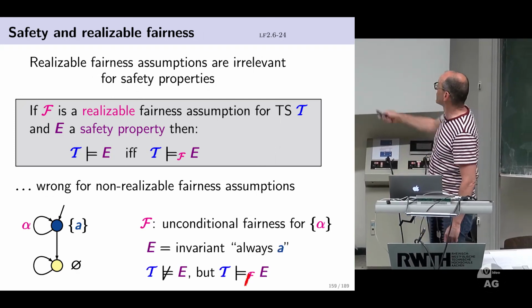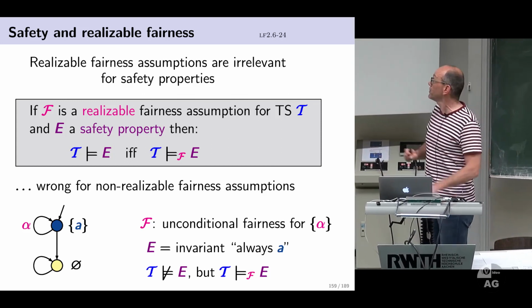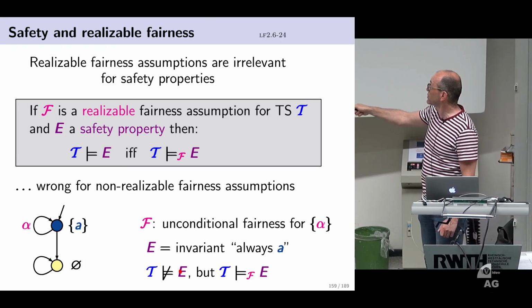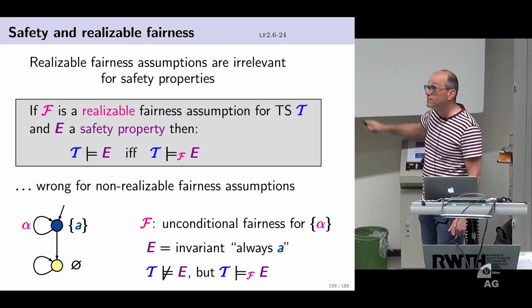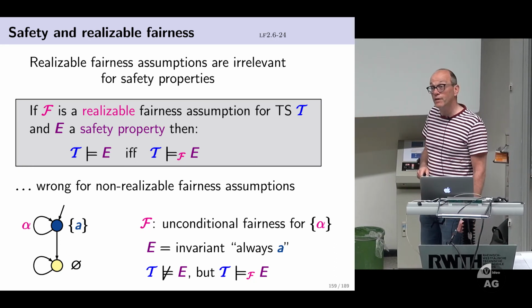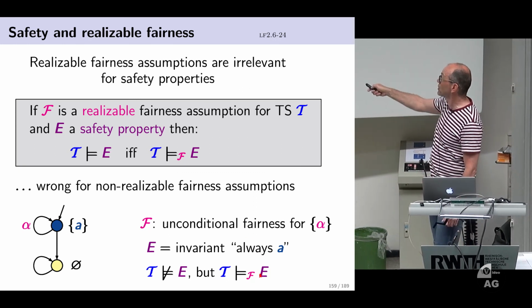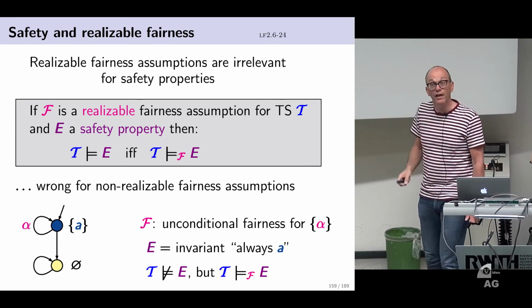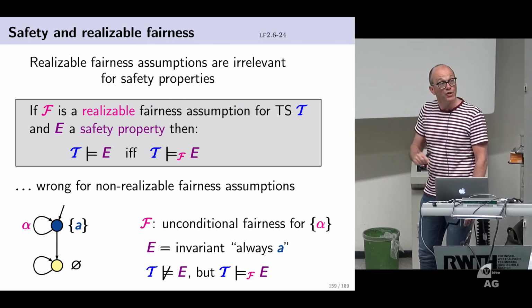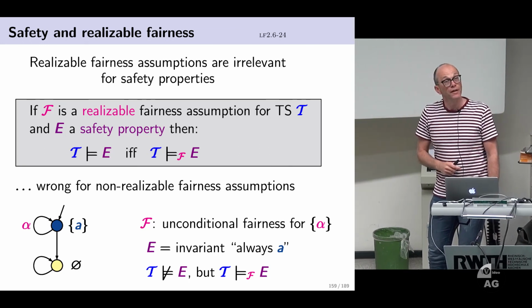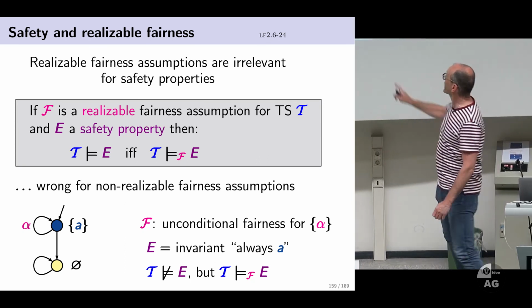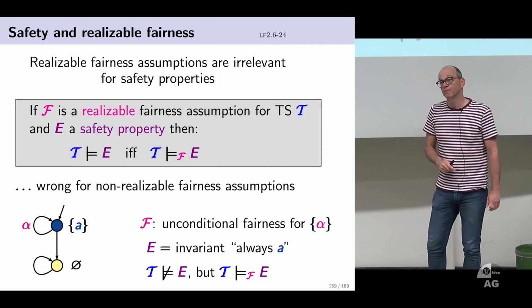Now look at the invariant always A, so this is the example safety property. T, the original transition system, does not satisfy E, right? Because I can jump to the yellow state. But it satisfies it under this fairness assumption, because this behavior that moves to the yellow state is ruled out. I'm saying you need to do infinitely often an alpha, which you cannot do if you move to the yellow state. So here you see an example of a non-realizable fairness assumption which affects the validity of a safety property.